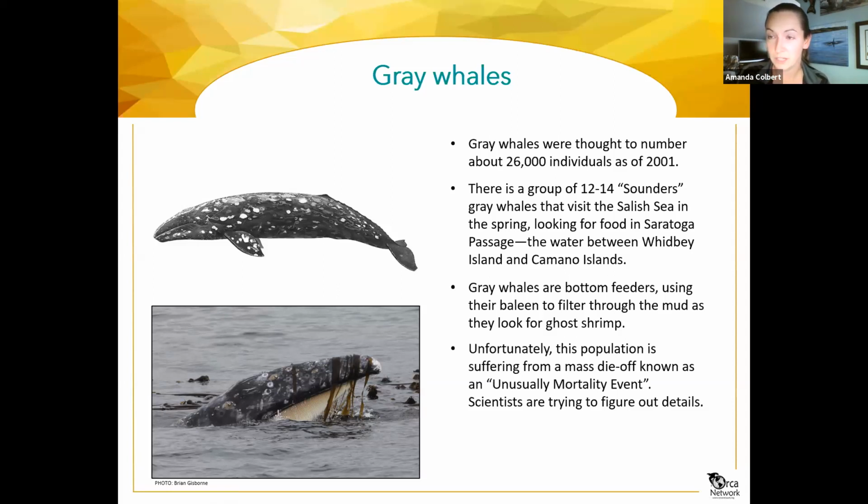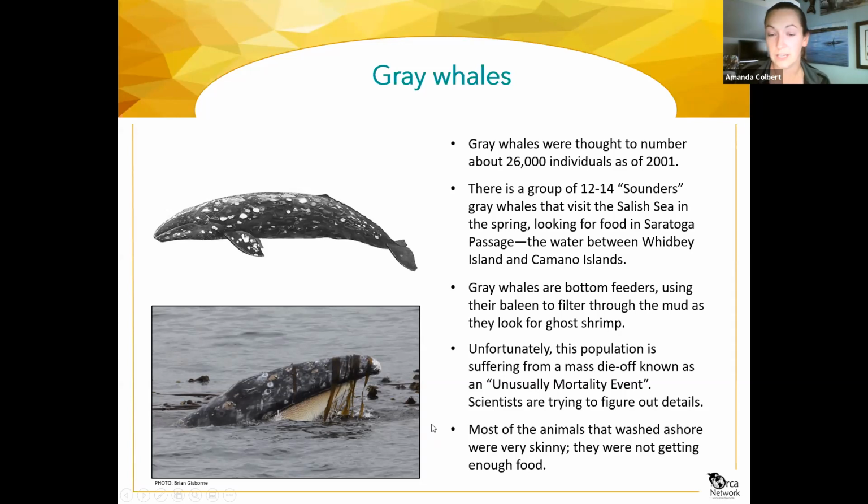So it's just this big event where we don't really know why, and scientists have to research to try to figure out what's causing our gray whales to die before it's time. So we're still trying to figure out what is causing the unusual mortality event for the last 2 years. And then most of the animals that have been found when they do wash on shore, scientists were finding that they weren't getting enough food.